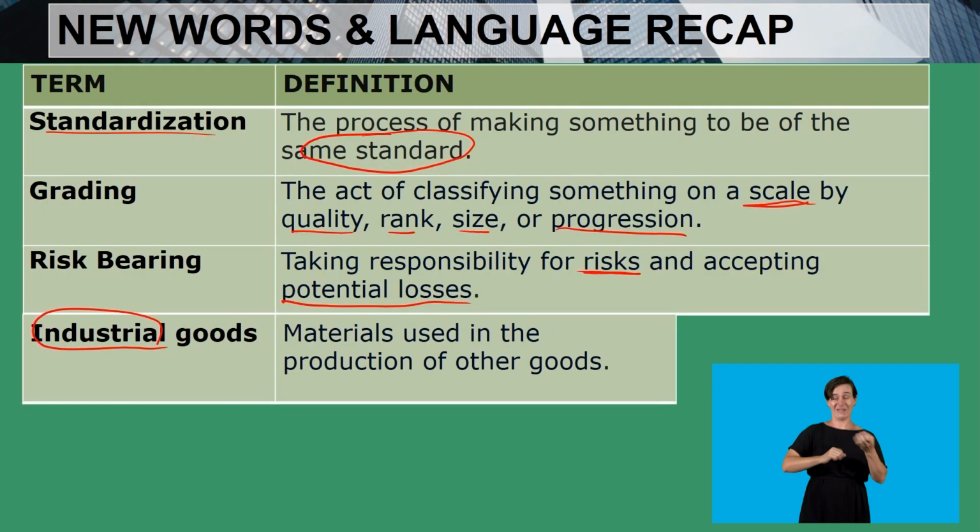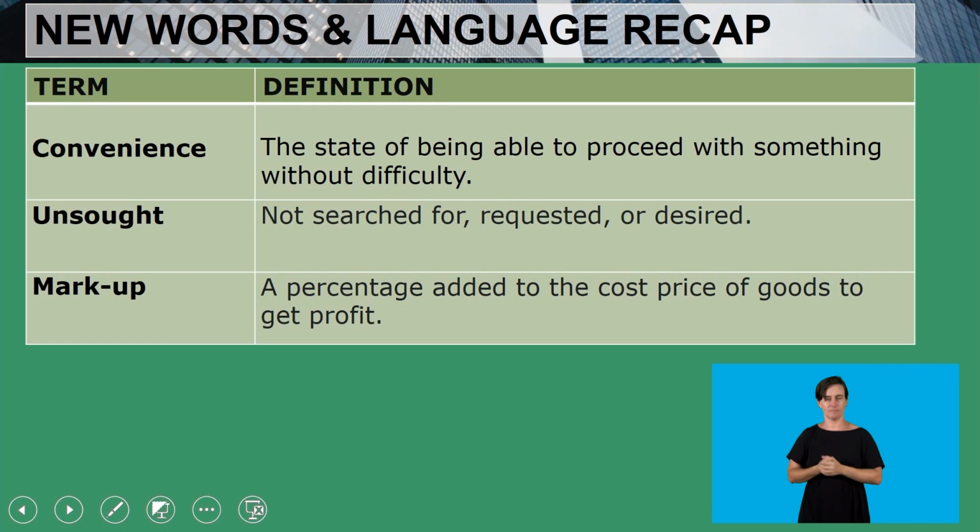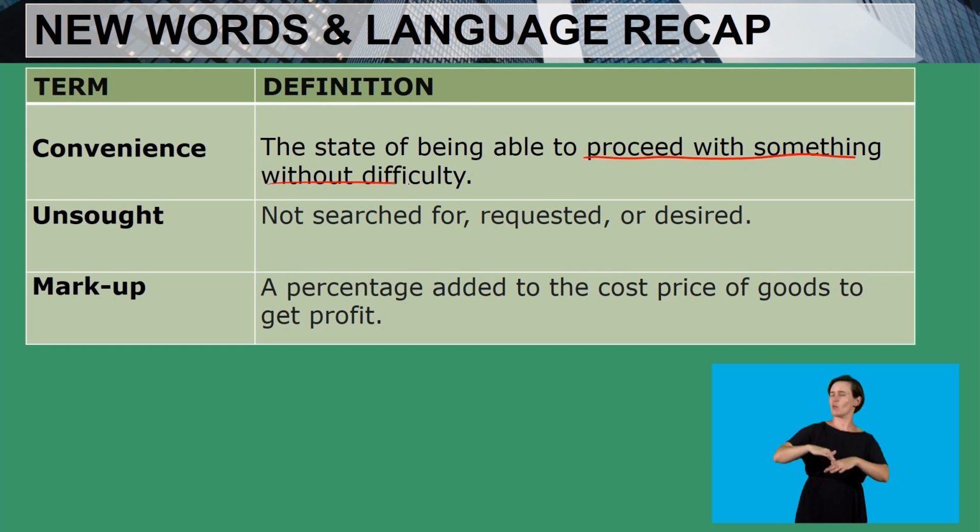We then have industrial goods, which are the materials that are used in the production of other goods. So in simple terms, it's a product that we need to make our final product. We then have convenience, which is the state of being able to proceed with something without difficulty. We then have an unsought, which is not searched for, not requested or desired.